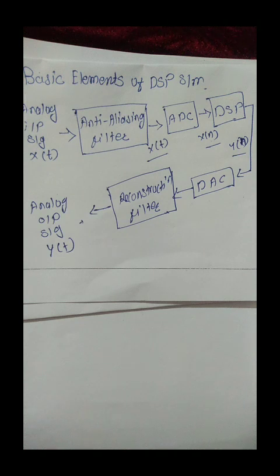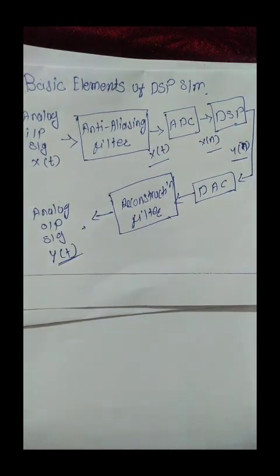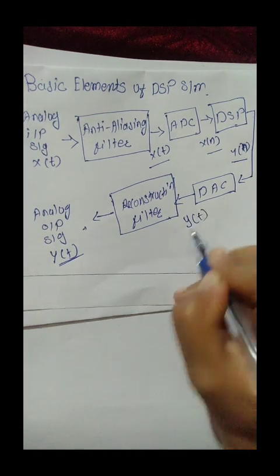The next is the DAC, the digital to analog converter. The output of a DSP is a digital signal, but we need the output signal to be continuous. Hence, the DAC is used to convert the discrete time signal y of n to a continuous time signal y of t, which can then be fed to the output device.